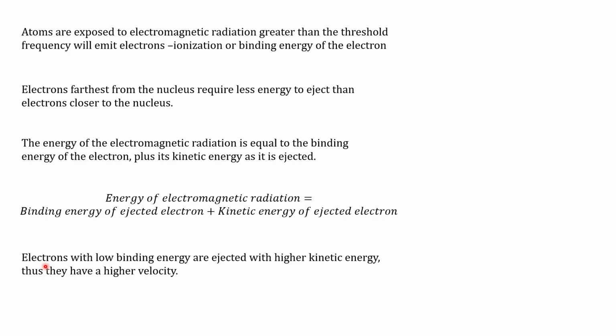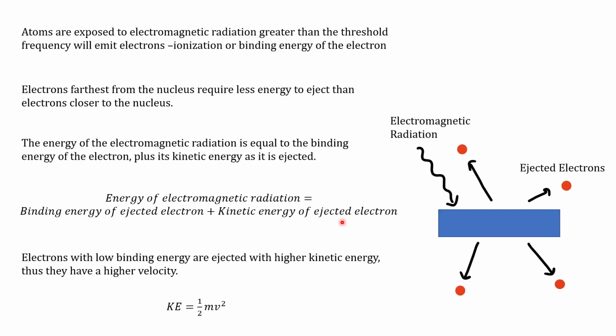What this means is that when you have electrons with a low binding energy, meaning they are very easy to remove from the atom, they are going to be ejected with a higher kinetic energy and thus have a higher velocity. So remember your formula for kinetic energy. Here it is right here. It's 1/2 mv squared. Remember, v here is velocity. So when your binding energy is low, your kinetic energy is going to be greater.